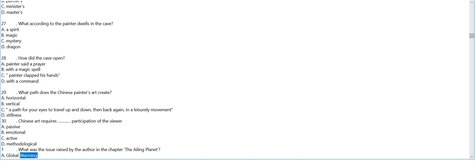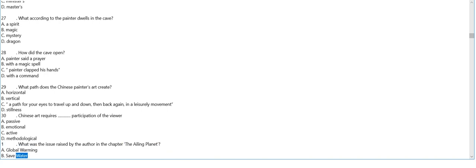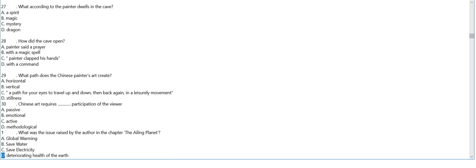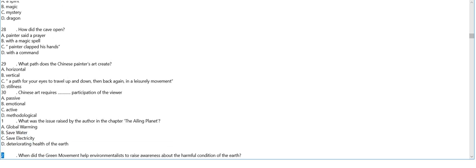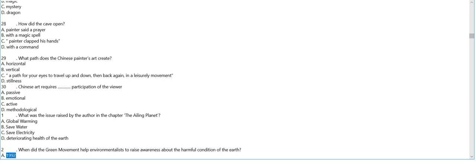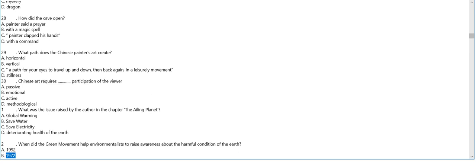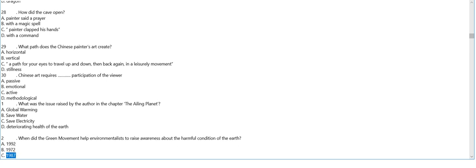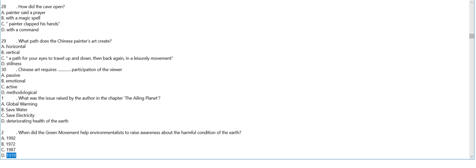1. What was the issue raised by the author in the chapter, The Ailing Planet? A. Global warming. B. Save water. C. Save electricity. D. Deteriorating health of the earth. 2. When did the Green Movement help environmentalists to raise awareness about the harmful condition of the earth? A. 1992. B. 1972. C. 1987. D. 1970.